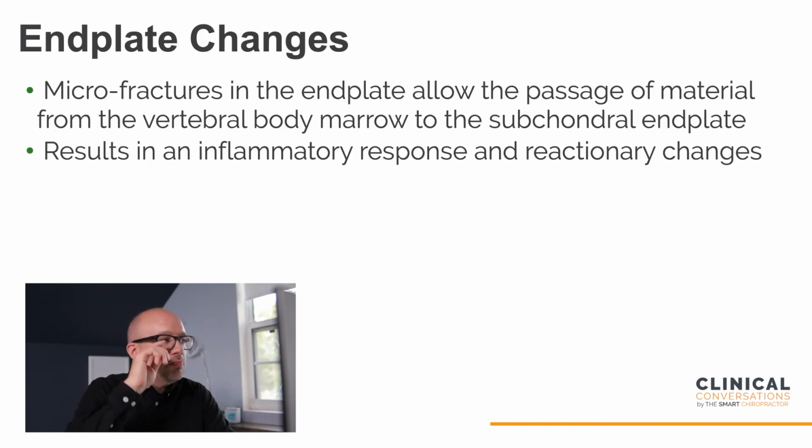End plate changes, microfractures in the end plate allow, so again, how does this happen? Oh gosh, the end plate's so strong. Here we go. Microfractures in the end plate allow the passage of material from the body marrow to the subchondral end plate. This results in inflammatory response and reactionary changes. So it's microfractures throughout these end plates that allow increased permeability. This is what allows the vascular aspects of what's going on in the vertebral body to invaginate into the disc.